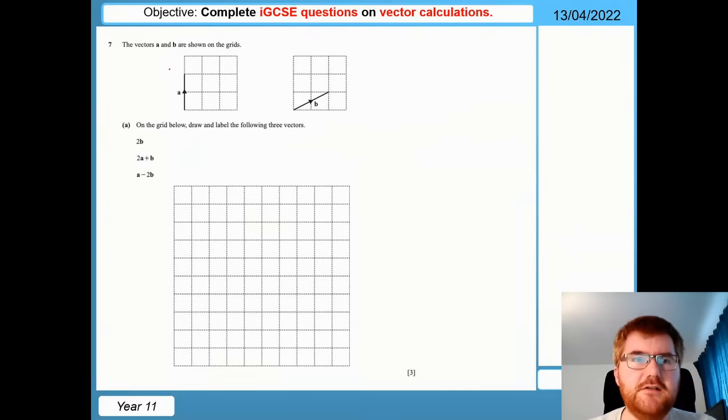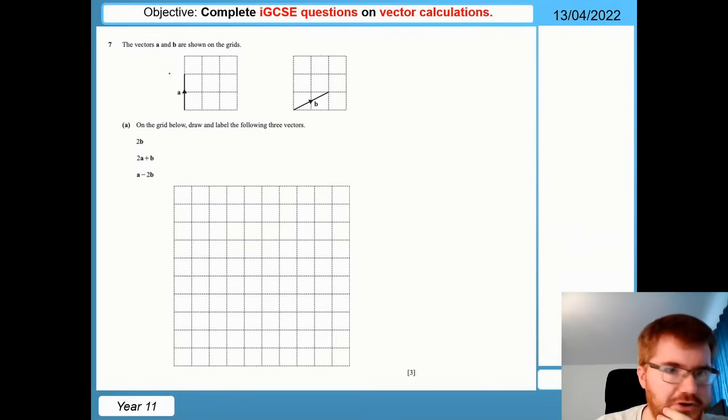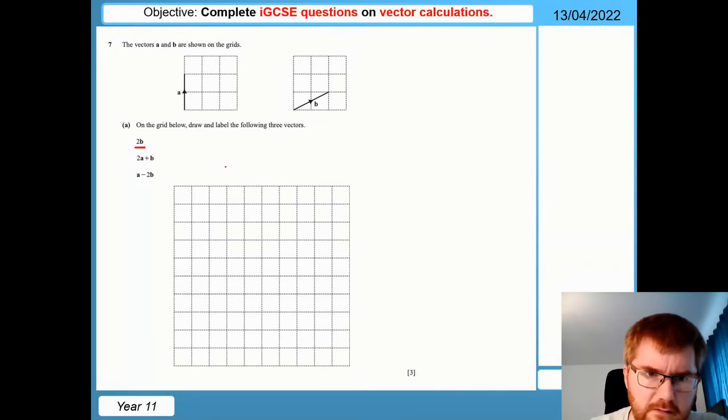Right, let's continue. So question 7: the vectors a and b are shown on the grid, and on the grid below, draw and label the following 3 vectors. So first of all, we need to do 2 lots of b, so we need to do b and then b again. So let's have a think about this. If we start here, then we're going 2 along and 1 up for b, but then we need to do the same thing again. So 2 along and 1 up. And so this entire vector here will be equal to 2b. So 2 lots of this.